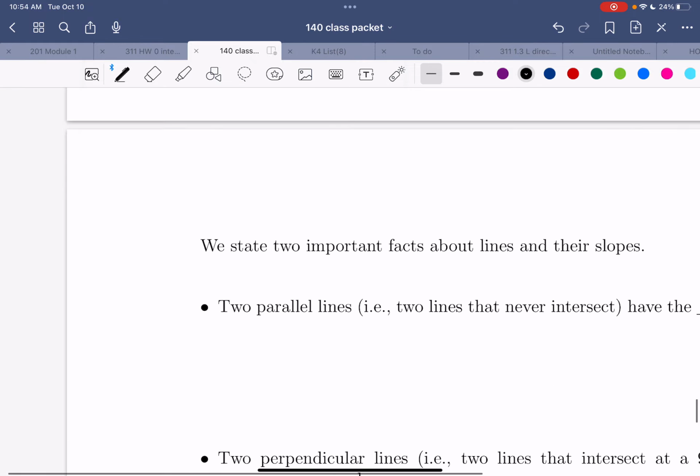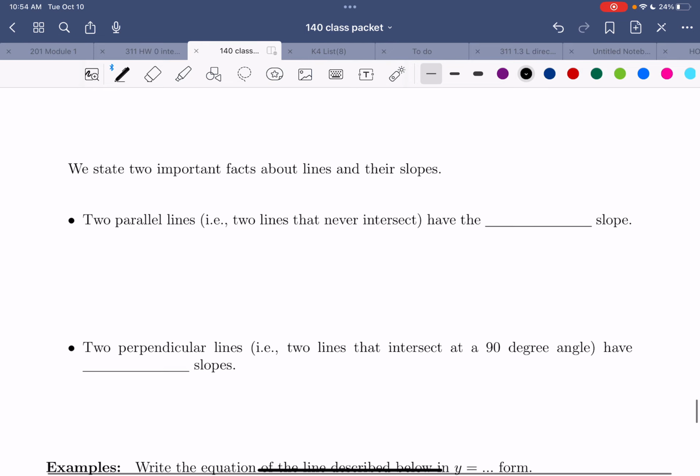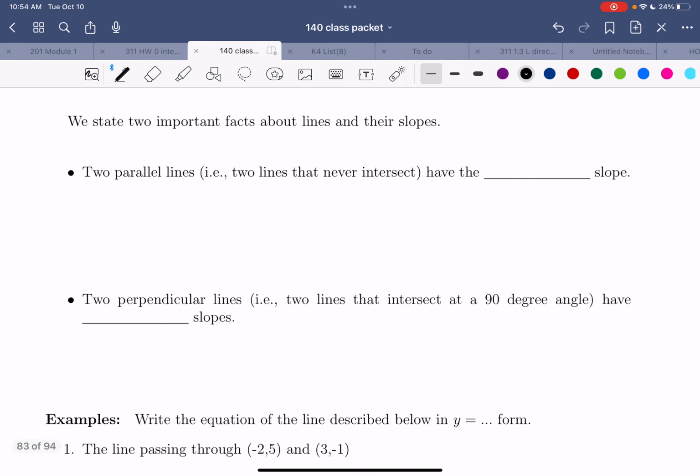Okay. Now, if we want to go the other way, we want to write equations given certain information. So we want to be able to take an equation and graph it. And then we want to be able to take the information about the graph and write an equation of the line. So that's what we're going to do here. Before we get there, we're going to talk about 2 important facts about lines and slopes. And that is that 2 parallel lines, so if I take a coordinate plane and I graph 2 lines that are parallel, as best as I can, right? These 2 lines will never intersect. They're always equidistant. They're going to have the same slope.